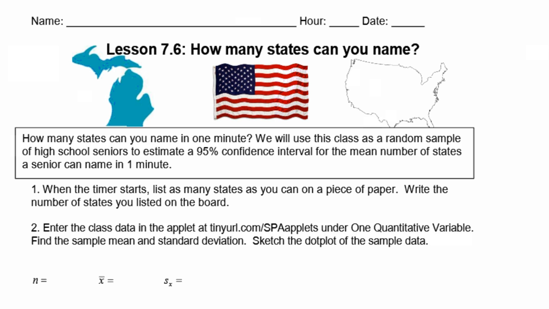So today our objectives are to be able to use sample data to check the normal and large sample conditions, and then also use the four-step process to construct and interpret a confidence interval for a population mean. Remember yesterday we learned all of the formulas for calculating a confidence interval for a mean. And today we're going to use the same four-step process that we talked about in lesson 7.4.